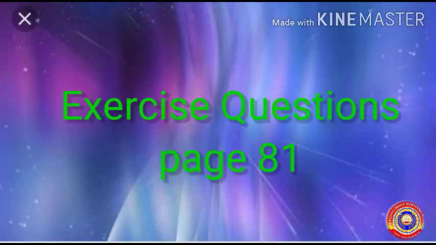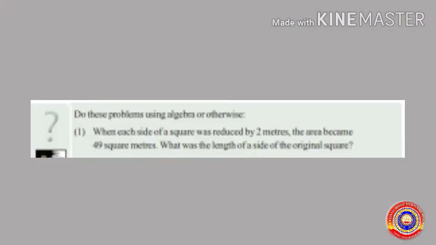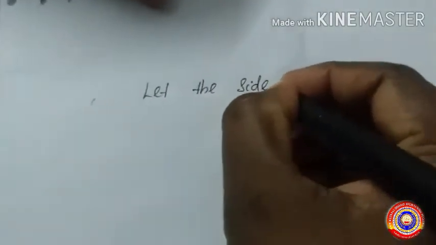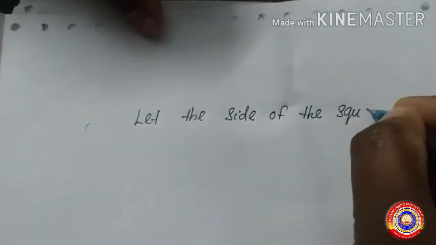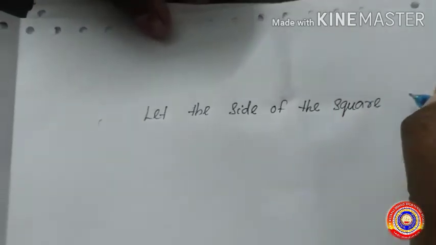Okay. Let's do some exercise questions on page number 81. Question number 1. When each side of a square was reduced by 2 meters, the area became 49 square meters. What was the length of a side of the original square? Here we have to find the length of side of the original square. Let the side of the original square be x.